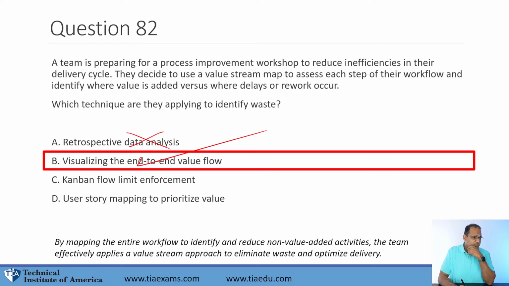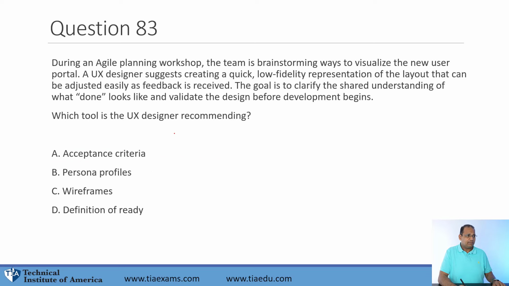It's not a retrospective. It's not looking at Kanban or story mapping. So the best thing here, remember, retrospective is what you do after a sprint. Kanban is a flow of work, but it has a limit to the work in progress. And story mapping, this is how user stories are mapped into particular features. Making D best answer. Question.